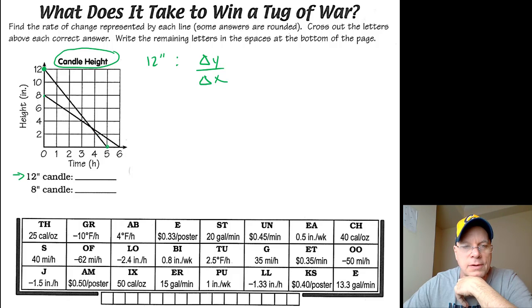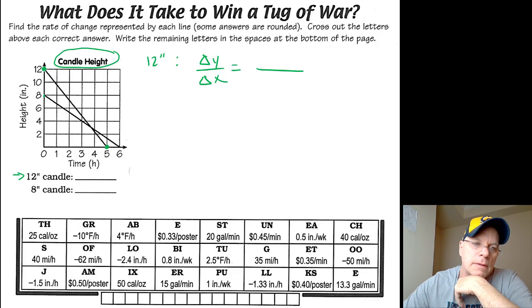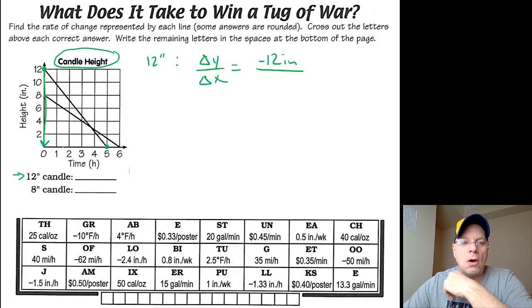But right here, once the candle has burned all the way down to 0, I know that happens after 5 hours. So these 2 points are the good points to pick for the 12-inch candle. When I represent my change in y, the change in y is down 12. It's going from 12 inches to 0 inches. Like the candle completely burned down to 0. So that's negative 12 inches. It decreased by 12 inches over 5 hours. I move 5 to the right, so that's positive 5 hours.